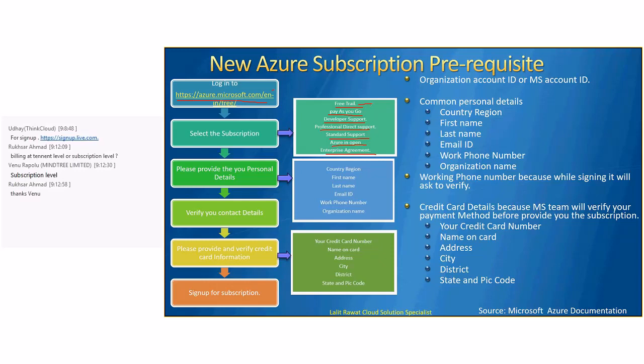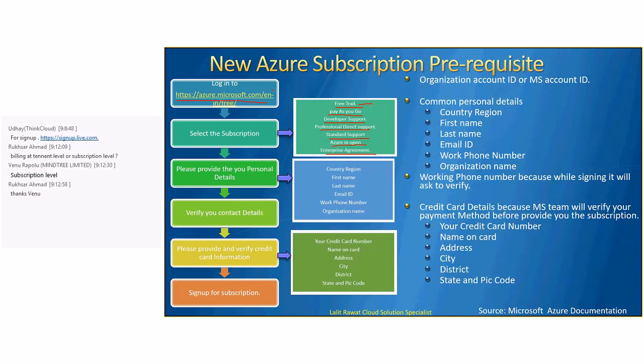Billing, as Ruksar asked: is it at the tenant level or the subscription level? Billing happens at both levels. If the user has a single subscription, it will be at the subscription level. If the user has one tenant with multiple subscriptions, then the billing will happen at the tenant level.